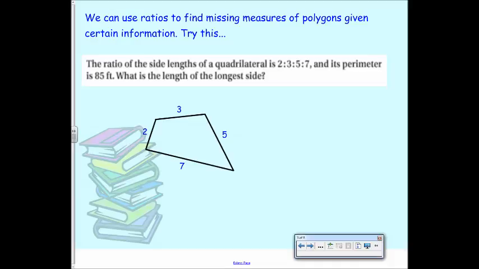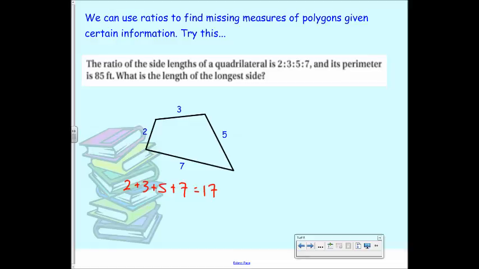The ratio of the side lengths of this quadrilateral is 2 to 3 to 5 to 7, and its perimeter is 85 feet. So how would you use that to find the length of the longest side? Jennifer? So the ratio is 2, 3, 5, 7. Add those all up. Okay. Will give you 17. And then you see how much 17 to 85 is, which is times 5. And the longest side in the ratio is 7, so you do 7 times 5.